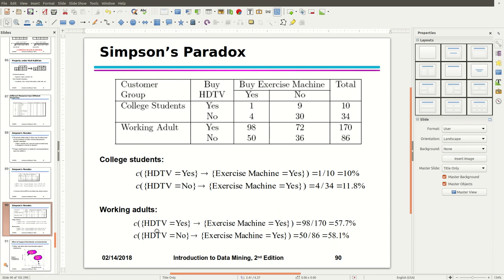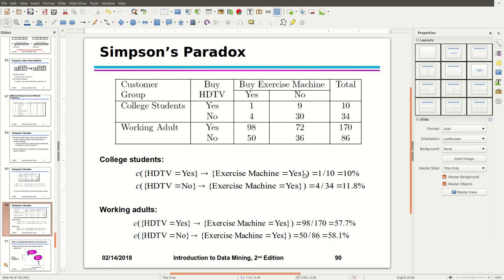And if you look at working adults, if you don't buy HDTV, what percent of the time will you buy an exercise machine? That is 58% of the time. If you buy HDTV, what percent of the time will you buy an exercise machine? That's 57. So this is slightly negative, right? What I found before was, if I buy HDTV, then I will buy an exercise machine. That was my conclusion. But here I'm almost coming up with the otherwise reason. Like, no, this is not really true.